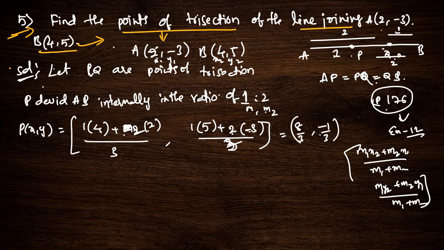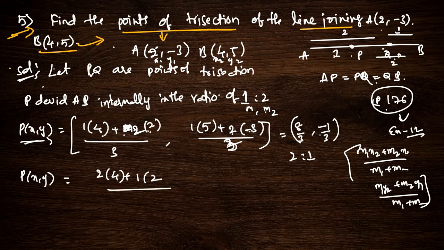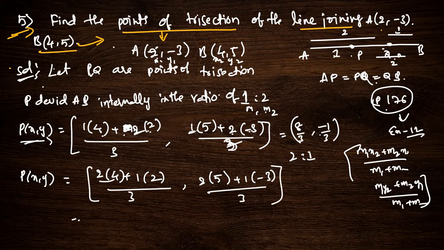So this is one point here, p of x comma y, trisection formula again. We have to use the 2:1 ratio. So here 2 into 4 plus 1 into 2, divided by 3, and it will become 1 plus 2 into 5 plus 1 into minus 3 divided by 3. So here it will become 8 plus 2, 10, divided by 3. Now here 2 fives are 10, minus 3, it will become 7 divided by 3. So these are the two points of trisection.